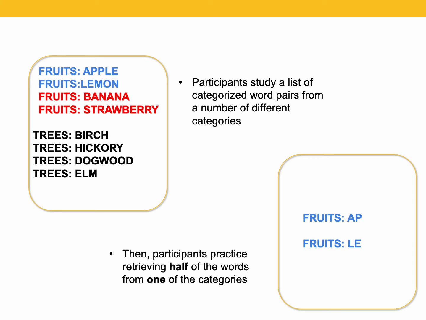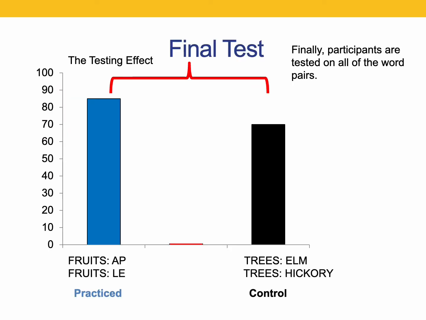And then we're going to compare their recall for the items in blue that they were tested on, the items in black from a totally different category that they weren't tested on, and the items in red. The items in red are the related items from the category that they were tested on. Okay? And we see the same pattern of results.